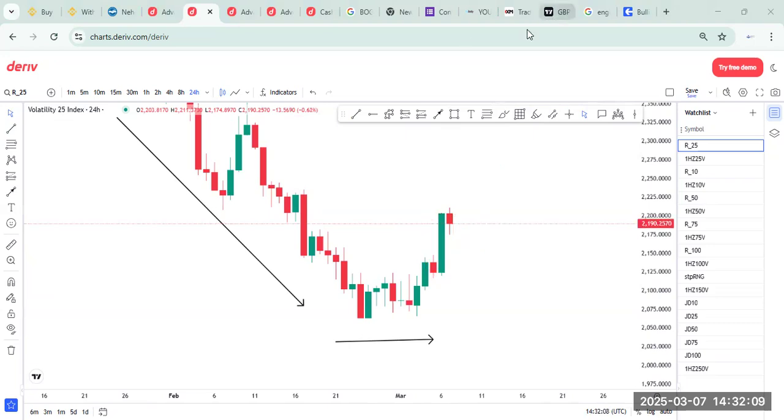Let's move to the next candlestick pattern.